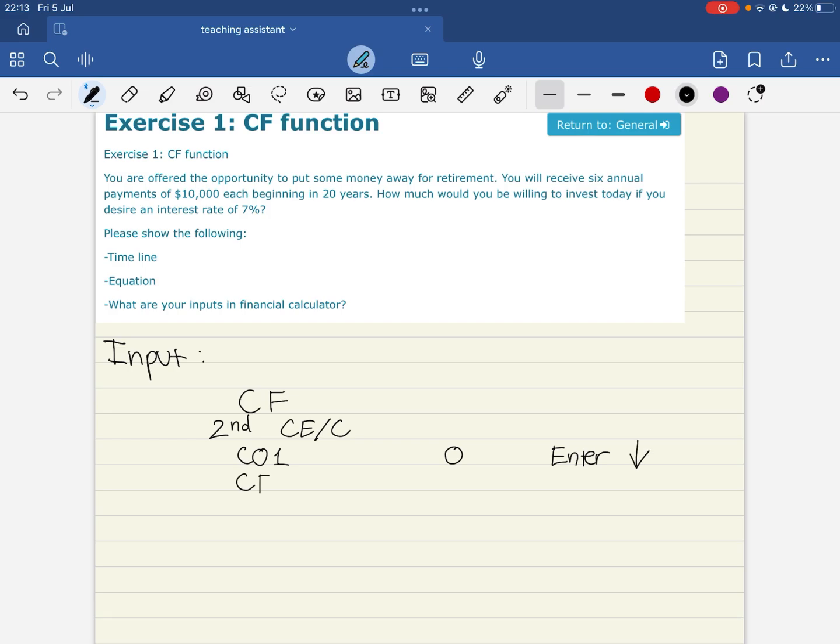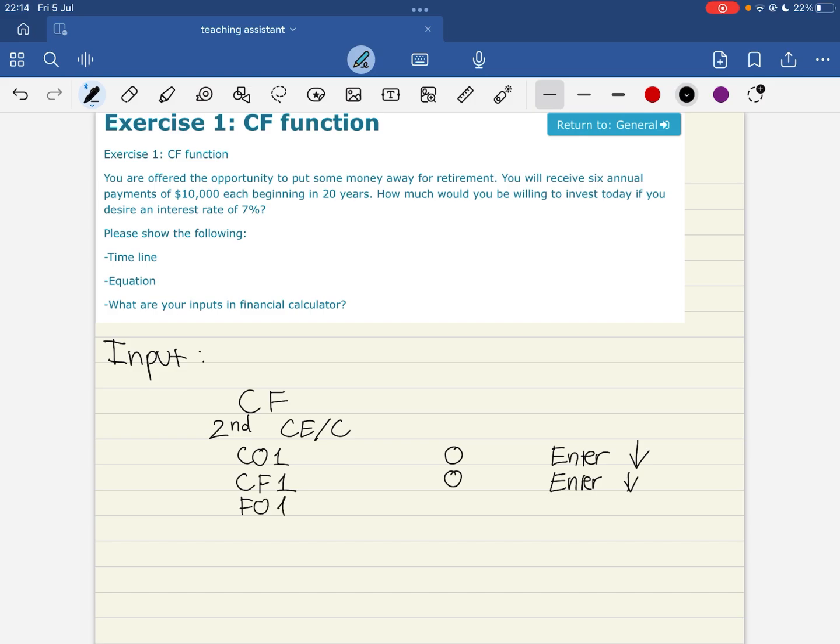Then they will ask, what is the CF1? Cash flow number 1. So cash flow number 1 stands for cash flow after 1 year starting from the current time. But the first payment occurs after 20 years. So the CF1 is also equal to 0. Enter, go down.